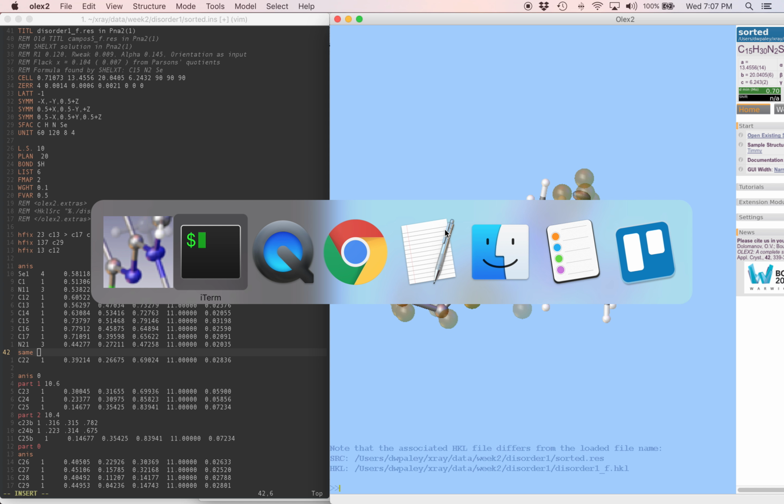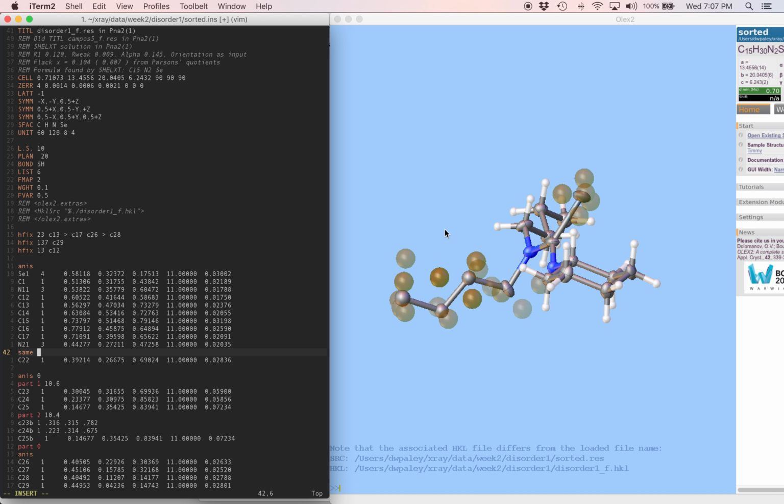So let's make sure to get that right. 22, 23, 24, 25 are the first 4 atoms after the same instruction. And we just want to make sure that the other 4 atoms I named are going to be on the same line and in the corresponding order. So that's C22, C23b, C24b, and C25b.